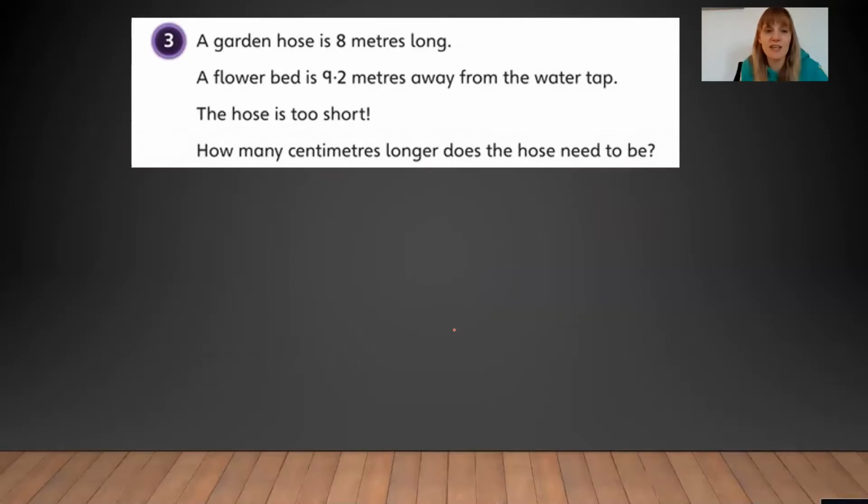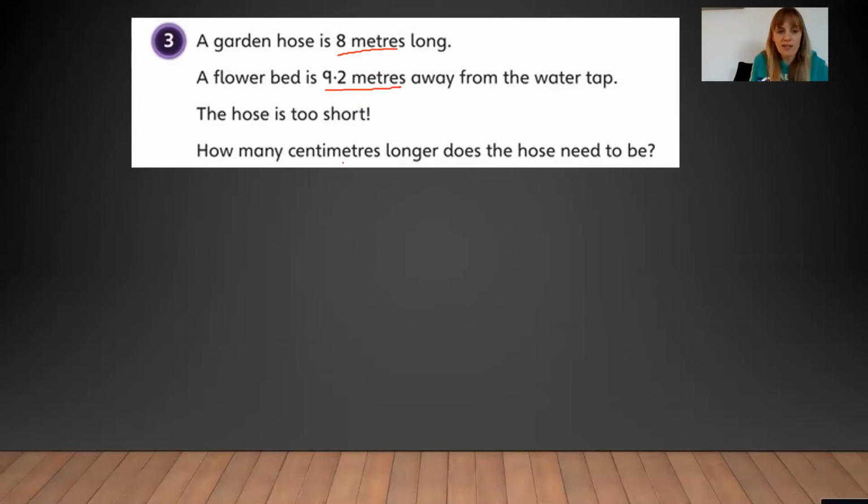Finally then, our last think together. A garden hose is 8 meters long and a flower bed is 9.2 meters away from the water tap. The hose is too short. How many centimeters longer does the hose need to be? Well, first of all, our calculations are actually both in meters.